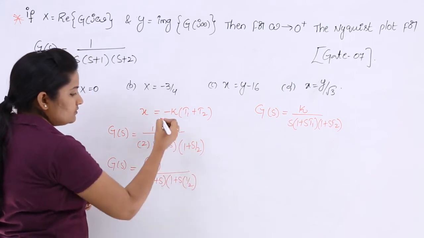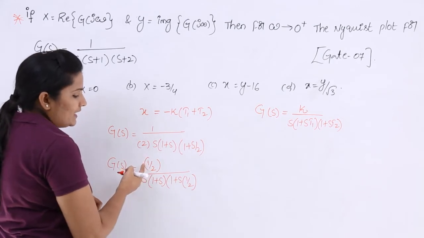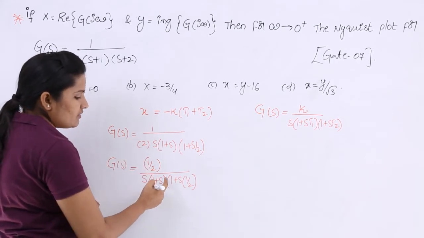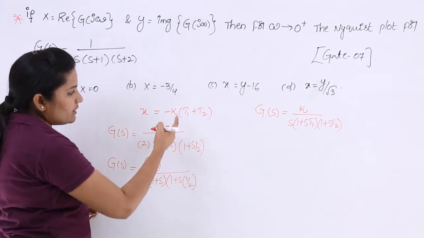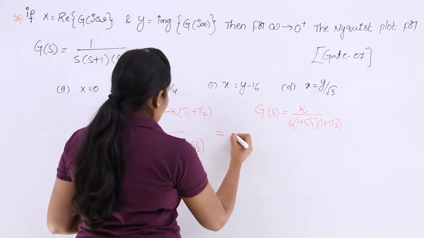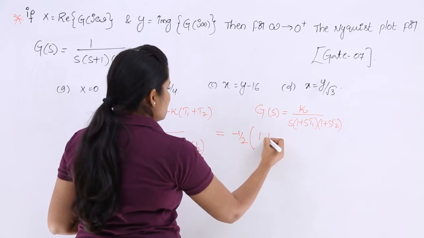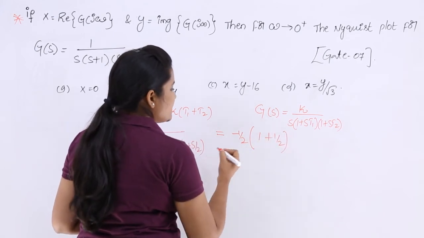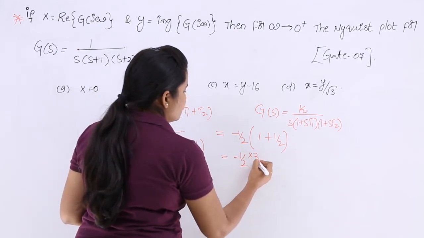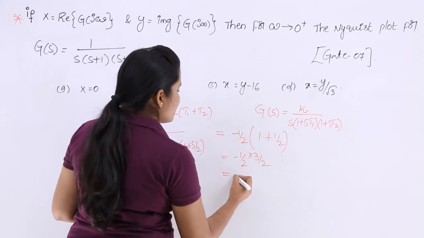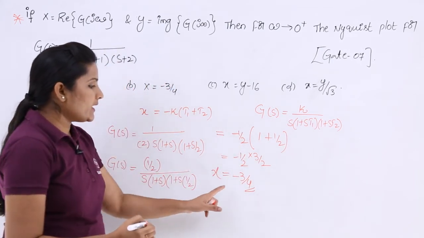If you compare this equation with that equation, K is equivalent to 1 by 2, T1 is equivalent to 1 because the s coefficient is 1 here, and T2 is 1 by 2. I am substituting in this equation. So, minus K means minus 1 by 2 into (T1 plus T2), that is 1 plus 1 by 2, which is 3 by 2. So, minus 1 by 2 into 3 by 2, you are going to get minus 3 by 4. So, the x value is equivalent to minus 3 by 4.